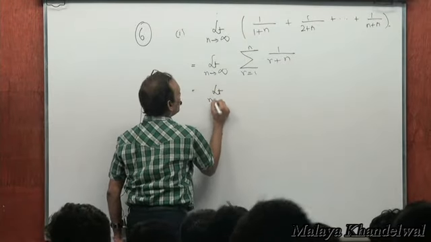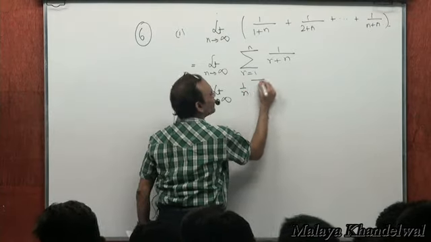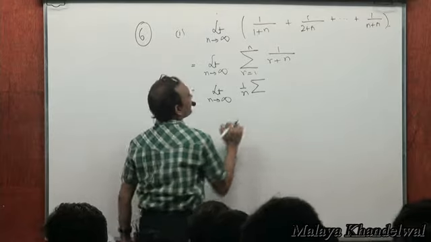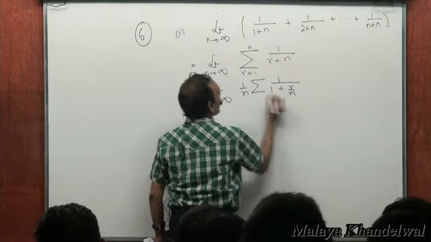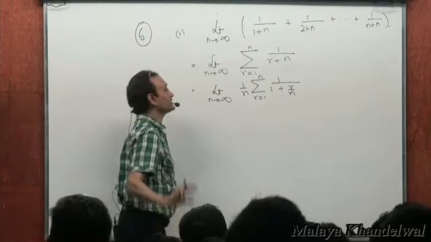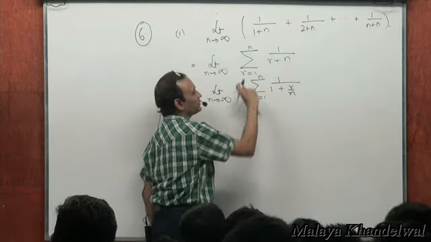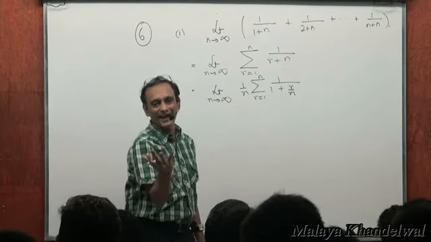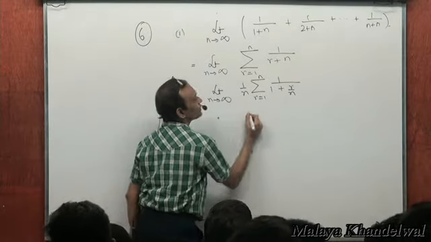So, limit n tending to infinity. I took 1 by n common, so 1 by n can come out of the summation sign because it's independent of r. So, 1 by 1 plus r by n, r equal to 1 to n. Now it's exactly the format that we want: limit n tending to infinity, 1 by n, and this is a function of r by n, f of r by n. It will reduce to an integral.